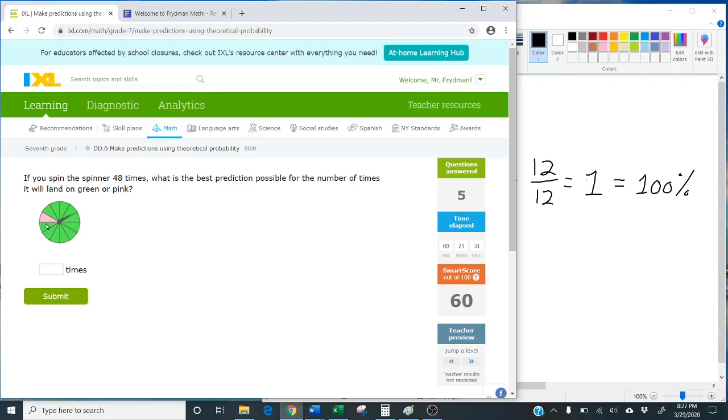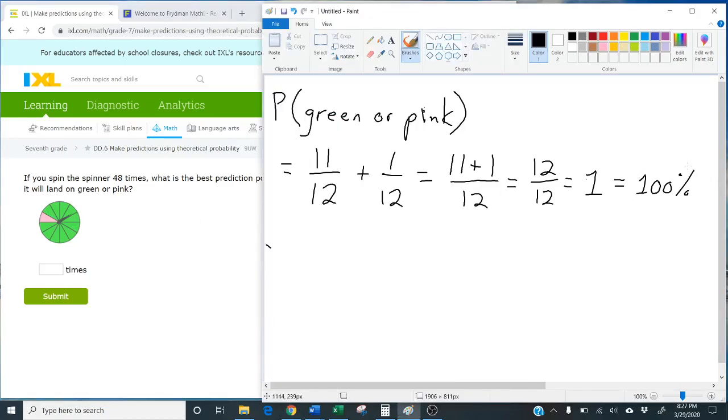So if somebody tells me to spin the spinner, and if it lands on green or pink, then I'm going to, let's say, win a stuffed animal or win a teddy bear, I'm definitely going to win because all of those wedges are either green or pink. So I have 100% chance of winning.